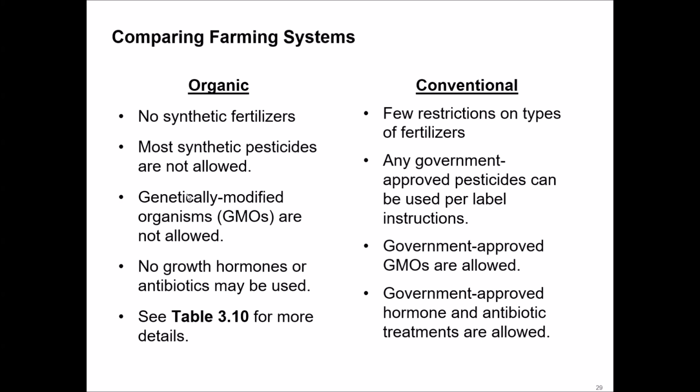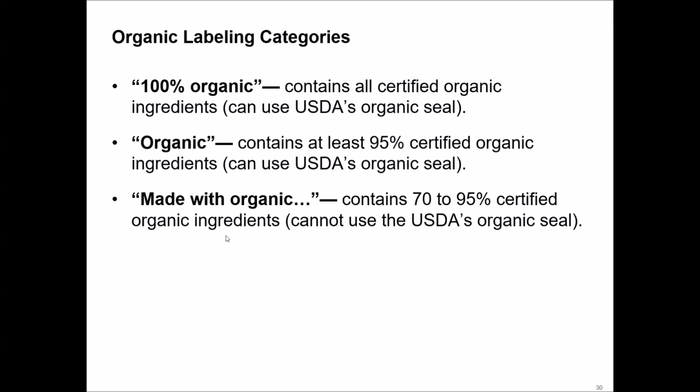GMOs, genetically modified organisms, are not allowed for organic. If it's marked organic, then it should not contain any GMOs. And conventional, of course, would allow that. And for organic, no growth hormones or antibiotics could be used. For conventional, hormones and antibiotics are allowed, but they have to be government approved. So if you're interested in what constitutes organic based on agriculture, you can look at table 3.10 in the chapter.